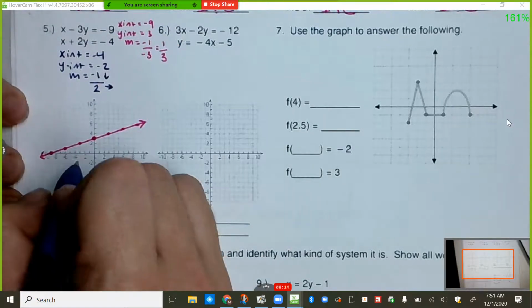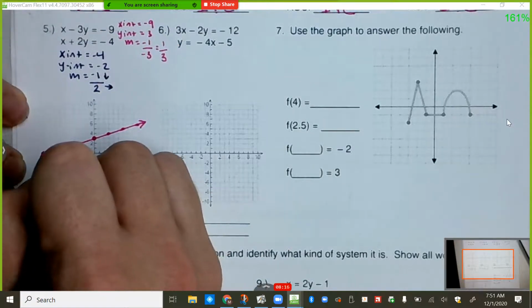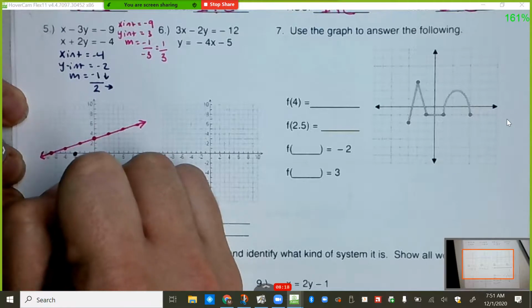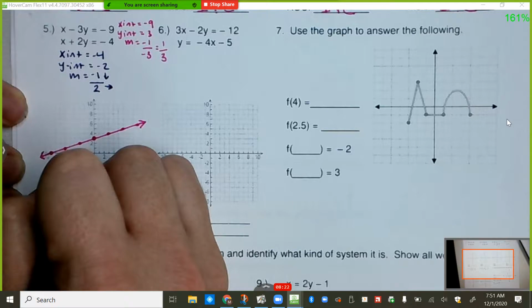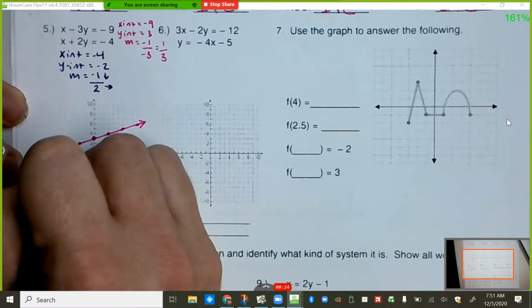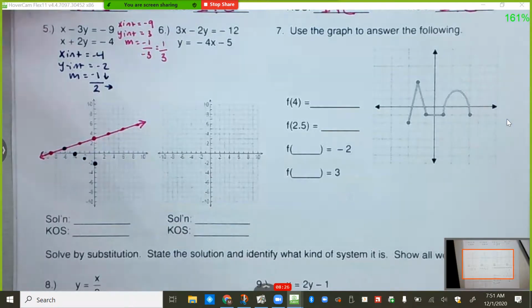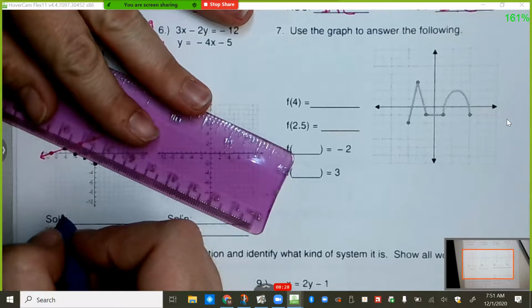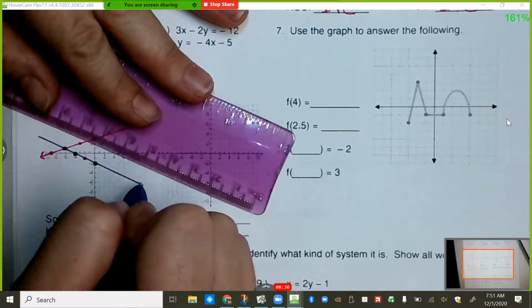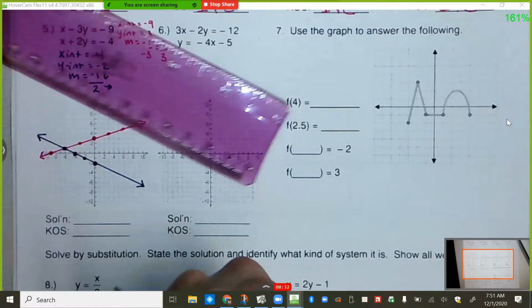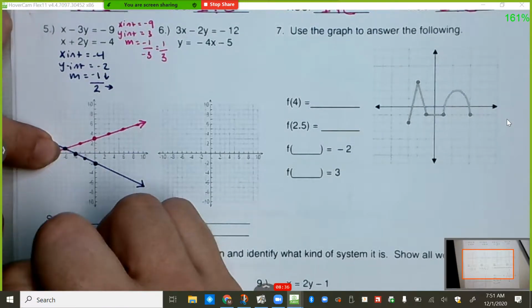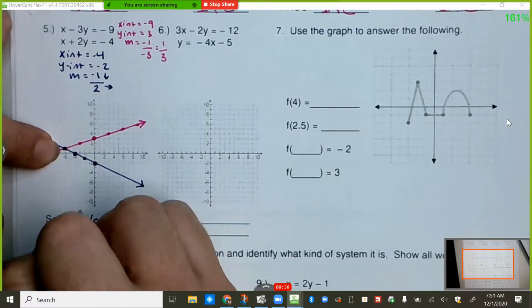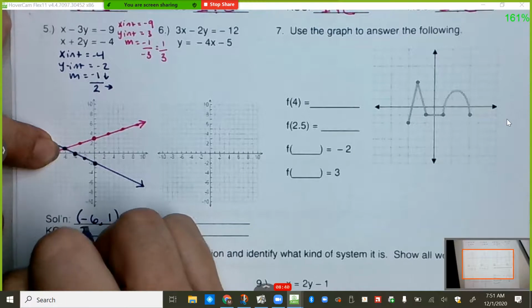So -4 for x, -2 for y. And I'm going to go down 1, right 2, down 1, right 2, and also go up 1, left 2 to find where they touch. So my solution is this at -6, +1. And it's independent and consistent.